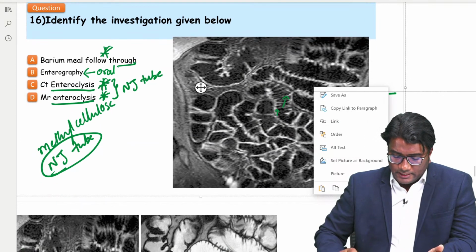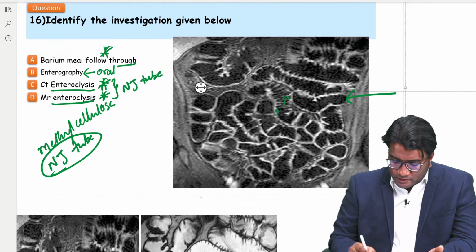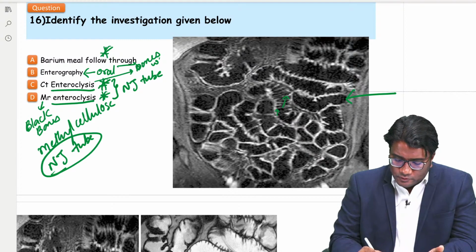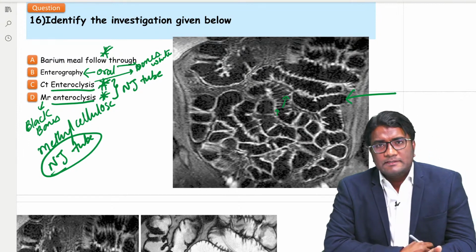If the bones are black, this is MR enteroclysis, and if the bones appear white, that is CT enteroclysis. Bones appear white, that is CT enteroclysis.